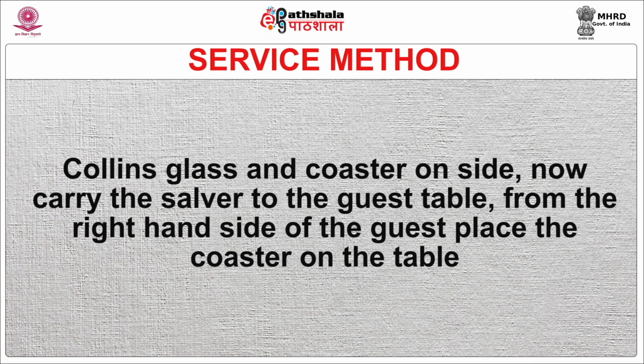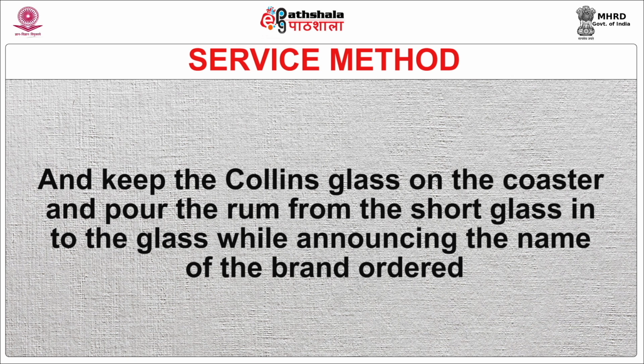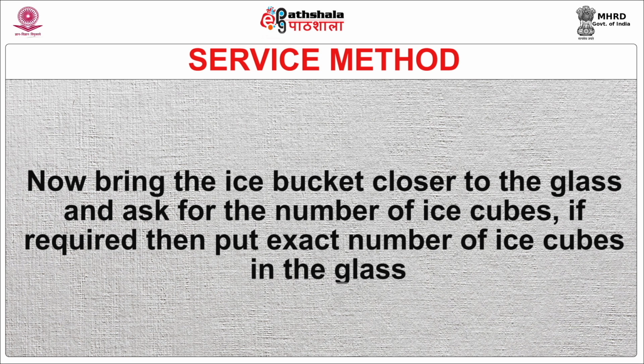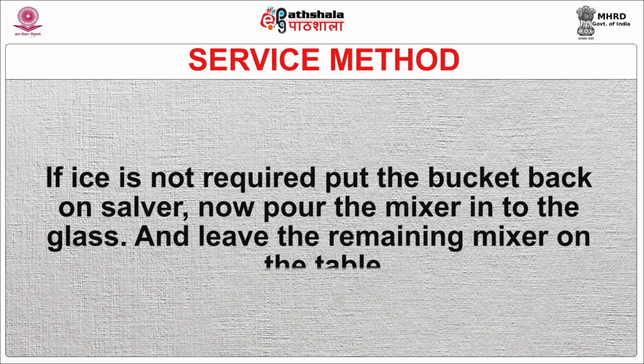From the right hand side of the guest, place the coaster on the table first and then keep the Collins glass on the coaster, and pour the rum from the short glass into the glass while announcing the name of the brand ordered. Now bring the ice bucket closer to the glass and ask for the number of ice cubes required by the guest. Put the exact number of ice cubes as the guest has asked. If ice is not required, put the ice bucket back on the salver. Now pour the mixer in the glass and leave the remainder of the mixer on the table.